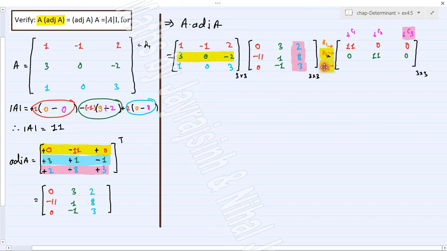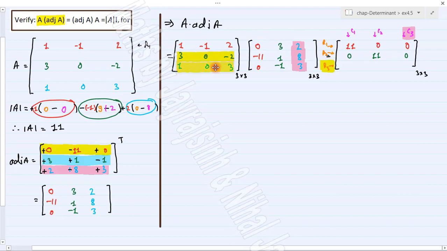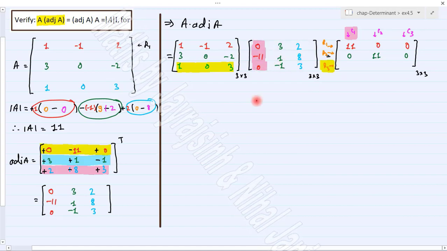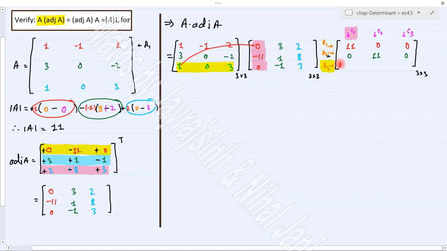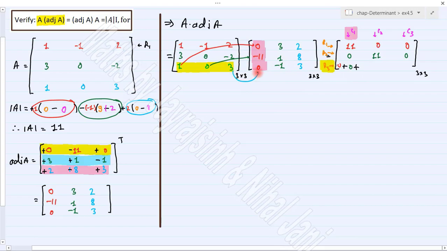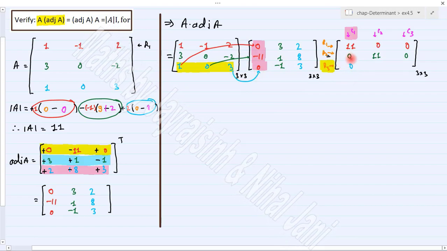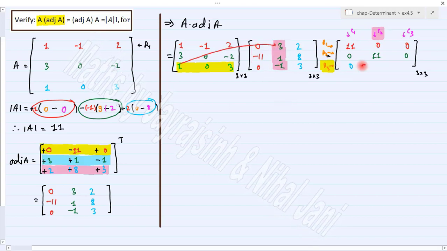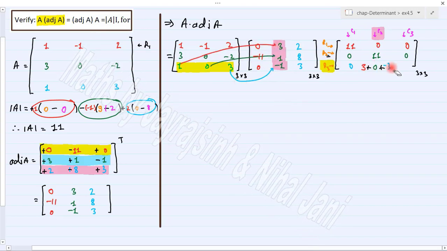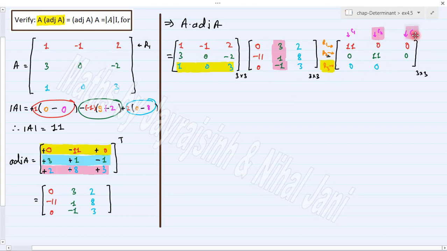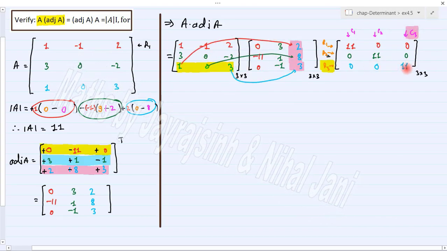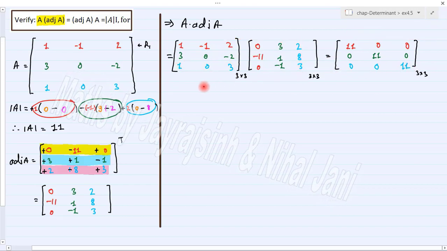Now let's try to get elements of third row. To obtain the first element, you have to multiply corresponding terms of third row and first column. So it will be 0. Now the second element is obtained by multiplying third row and second column. So it will be 0. And the last element is obtained as 11. So we get our first term.